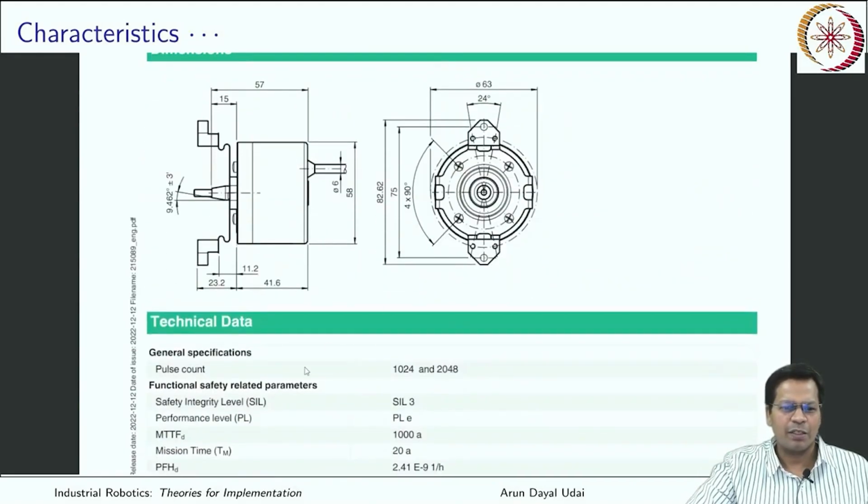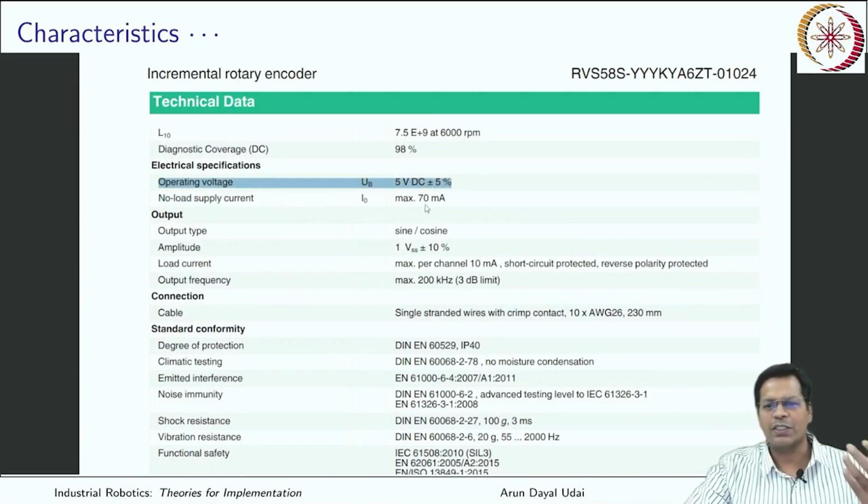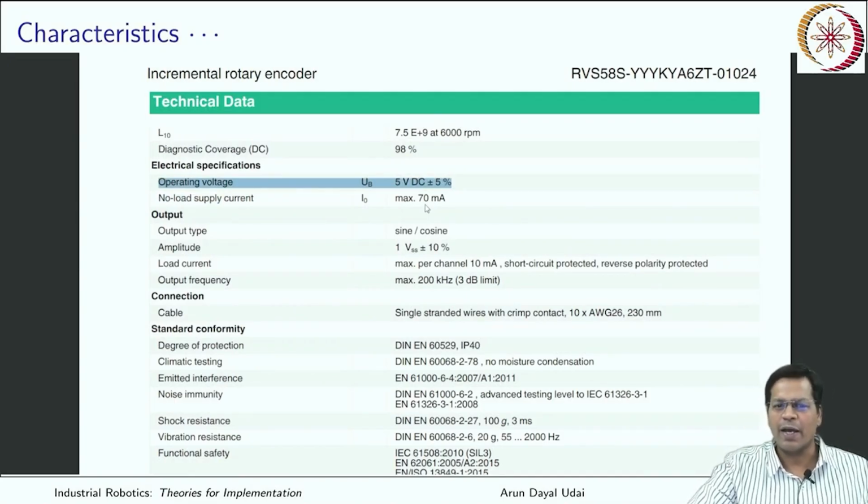This is an external parameter. Pulse count is fine. Then there are many other parameters. Operating voltage, you see, is just 5 volt. So if you are interfacing this sensor to any industrial interface card, it should have a dedicated output for 5 volt. You cannot feed in 24 volt here. Output is a sine and cosine signal.